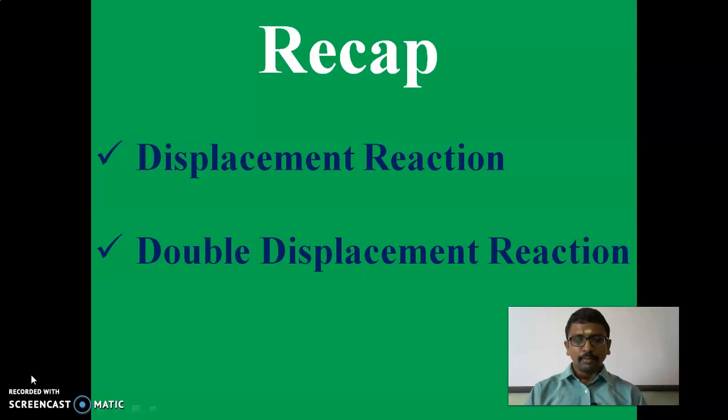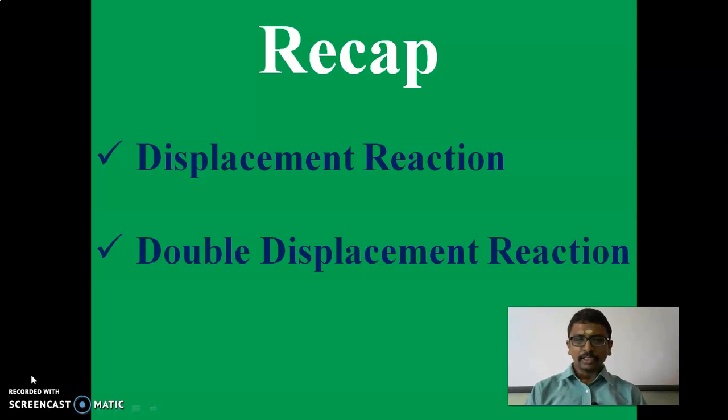And next is double displacement reaction. In displacement, only one element is displaced. Double displacement means the exchange of ions. The exchange of ions between the reactants, with which it will form new products, is known as double displacement reaction. In double displacement reaction, the two reactants are salts.